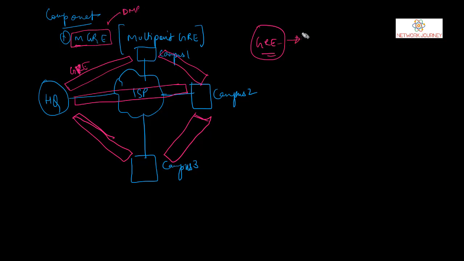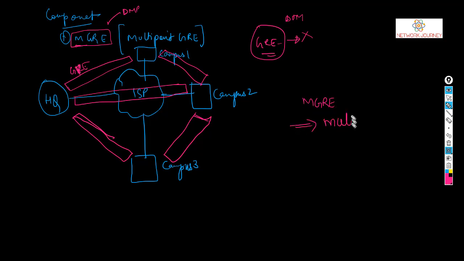This is not a DMVPN component. The normal GRE was used in those ATMs and frame relays. We don't widely use GRE. So this would have been the condition if I went with GRE. But with the help of mGRE, as the name suggests, multiple destination, it gives me the benefit of configuring multiple destinations irrespective of a single destination.